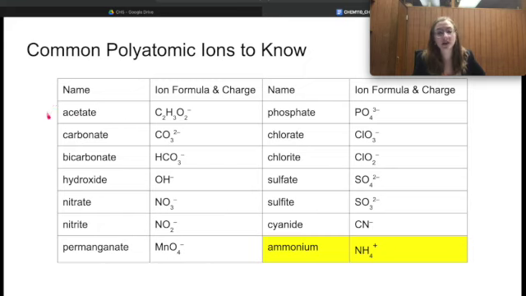The first one we see on the screen is acetate. So acetate is made up of C2H3O2, so 2 carbon atoms, 3 hydrogen atoms, and 2 oxygen atoms. When all of those combine together, we find that we have an extra electron, so it has a 1 negative charge. So it has 1 extra negative there. It's got a 1 negative charge overall. So anytime you see this grouping C2H3O2, you know that it has a negative charge, and it is a polyatomic ion.